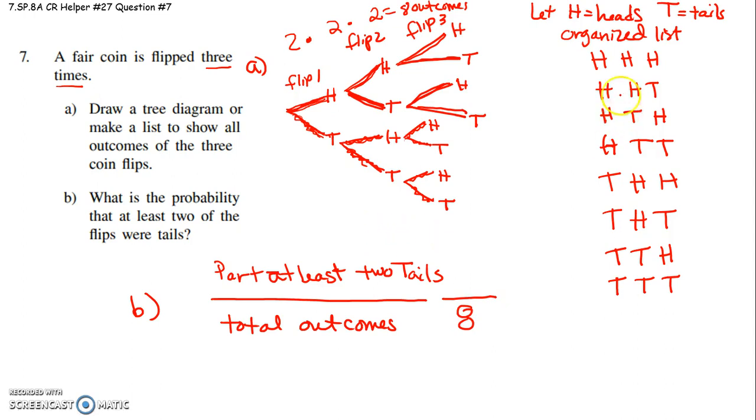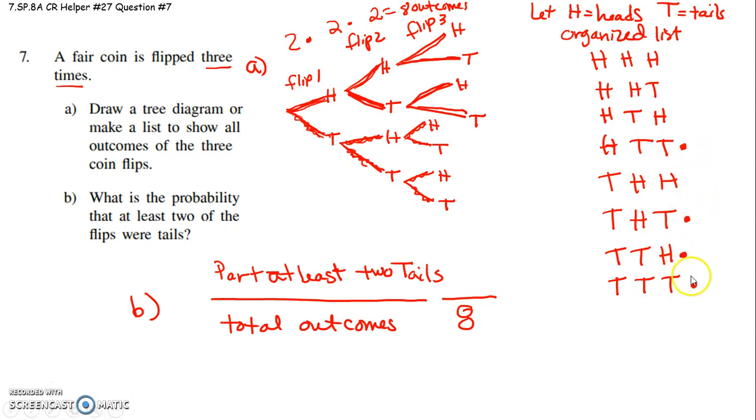Now we want the part where you have at least two tails. Okay, we don't have any tails. We have one tail. We have one tail. Ooh, at least two tails. There it is. Only one tail. Ooh, at least two tails. At least two tails. That means any of the outcomes that have two or three tails.